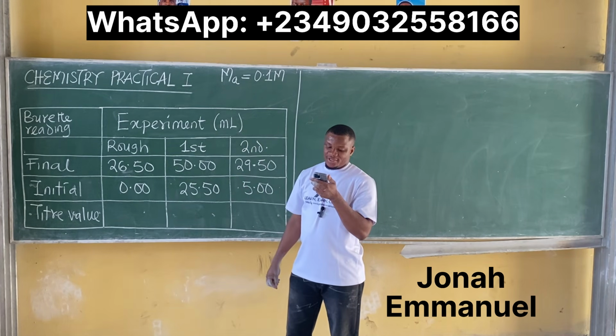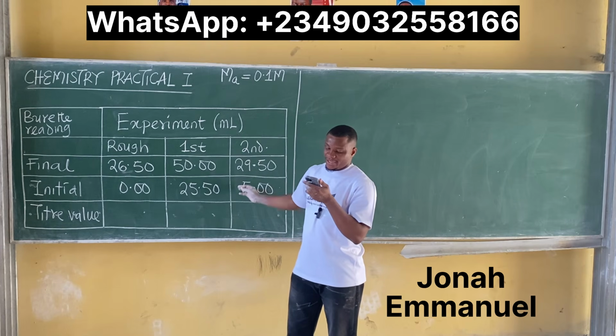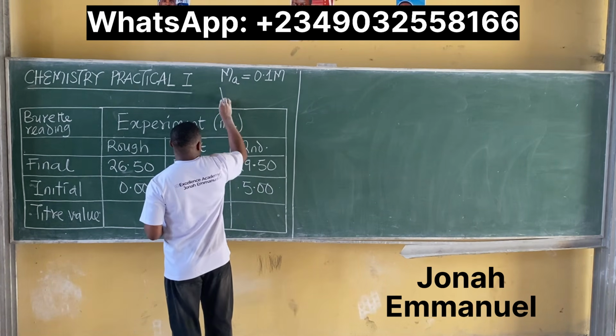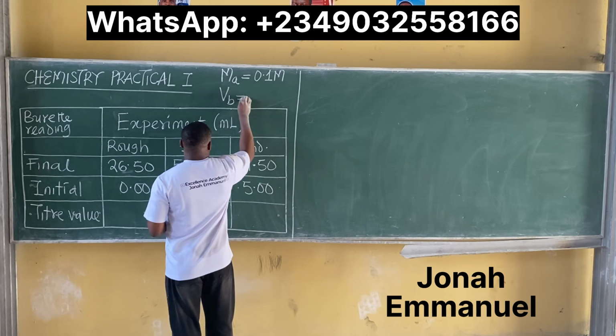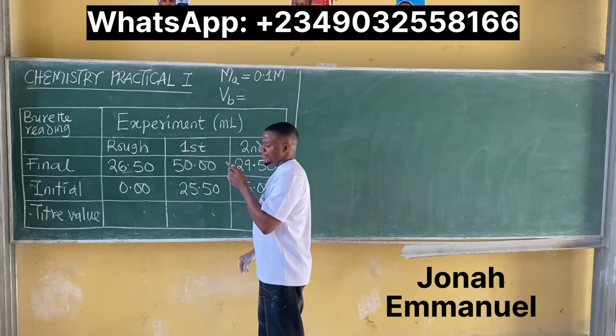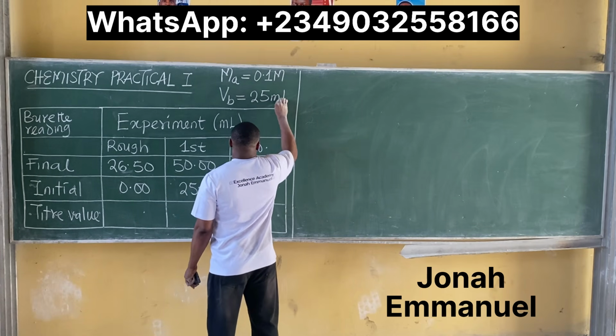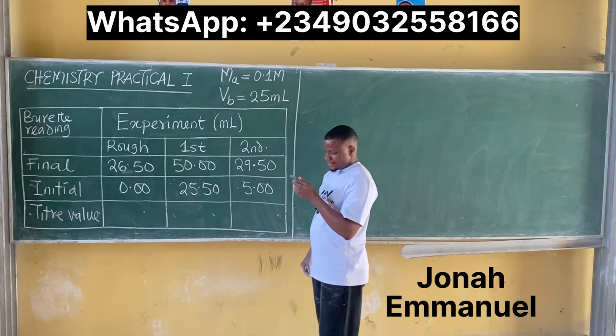They said they obtained the following results. That's the table here. They said the volume of the base used. Let me call that VB. Also write this down, we'll need it for later calculation. VB is 25 milliliters. So you have this.